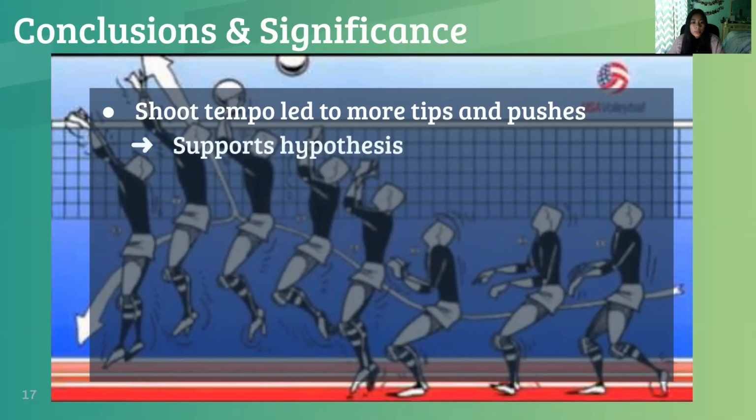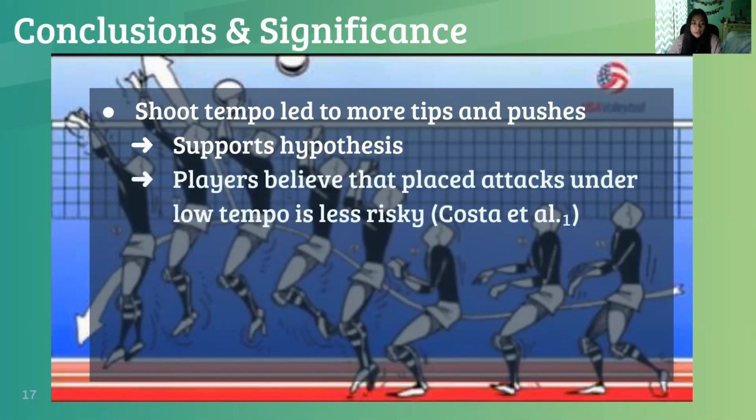This supports my hypothesis, which stated that set tempo would be the leading factor for the participants' offensive decisions in whether they would choose to hit or tip or push. Therefore, it can be deduced that high school girls volleyball players believe that tipping or pushing under faster tempos lead to less risk, as opposed to hitting, in terms of their attack being unsuccessful.